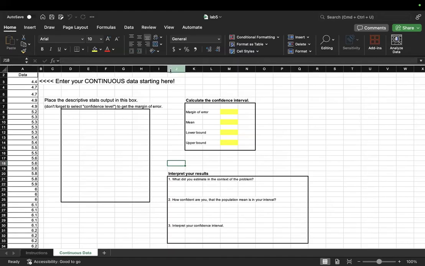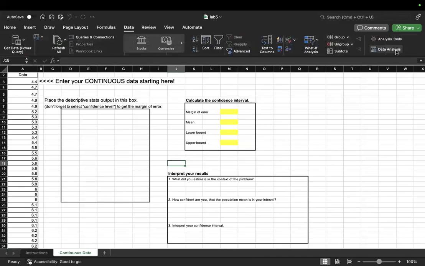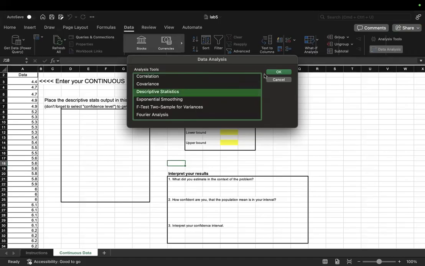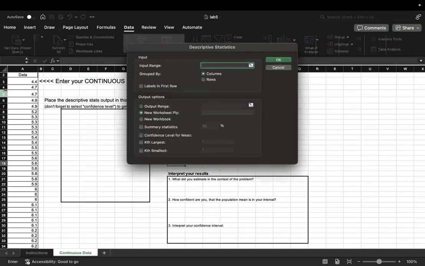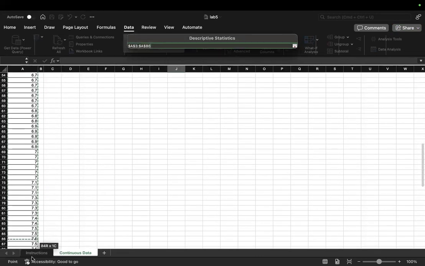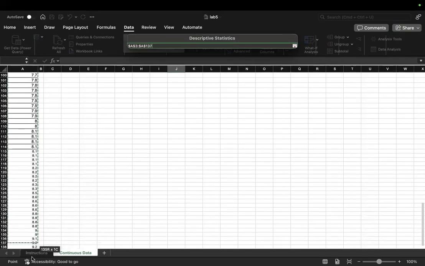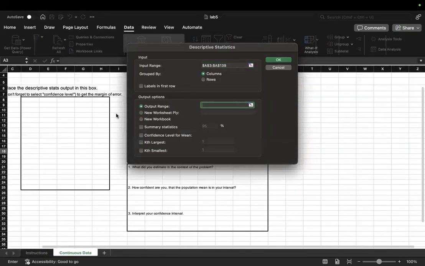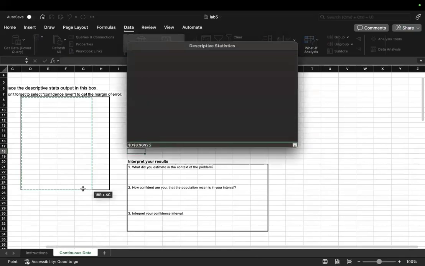All right. So we're going to use that tool again, but we're going to do something slightly different. I'm going to click on data and then I want the data analysis tool. Once again, we're going to do descriptive statistics and click OK. My input range is the same as it was before. It's all of these data values that I have. My output range, as before, I want it to go in a box. So I'm just going to put it in this box.